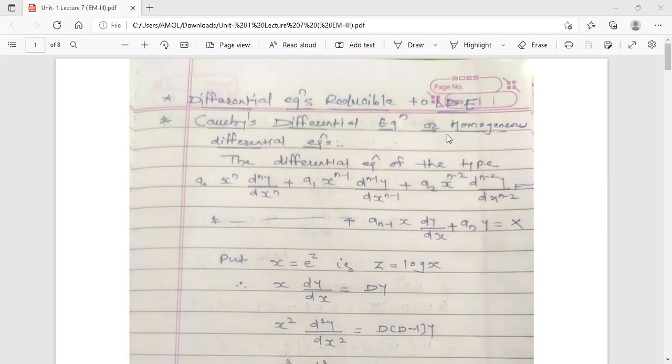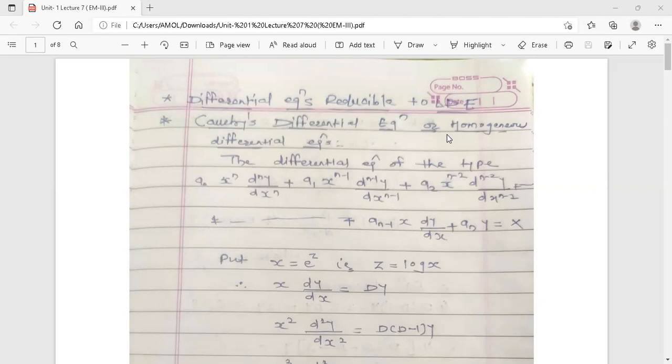And there are two special differential equations which are not linear differential equations with constant coefficients, but we can reduce these two particular differential equations to LDE, meaning linear differential equations with constant coefficients. The first special differential equation is Cauchy's differential equation or homogeneous differential equation. Now, what is that Cauchy's differential equation?